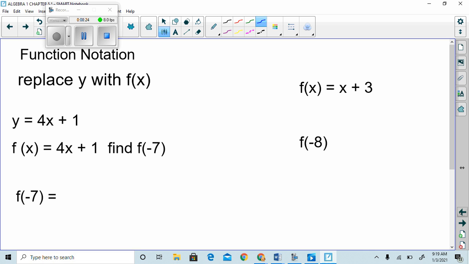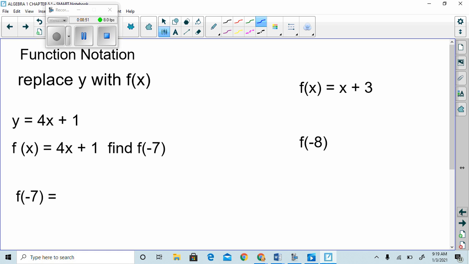At the end of every lesson this week, I'm going to do a little review topic. Today's review topic is function notation. We were given linear equations in our previous chapter, y is equal to 4x plus 1. And we were told that we could write it in function notation by replacing y with f of x. So then we can calculate for a given point.